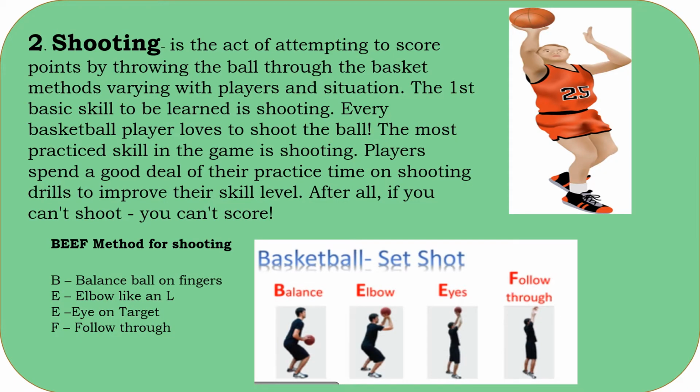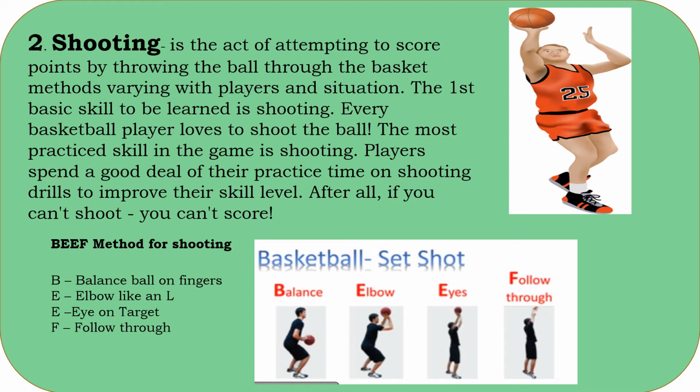The second skill in basketball is shooting. This is the act of attempting to score points by throwing the ball through the basket, methods varying with players and situation. Every basketball player loves to shoot the ball, and the most practiced skill in the game is shooting. Players spend a good deal of their practice time on shooting drills to improve their skill level. After all, if you can't shoot, you can't score.